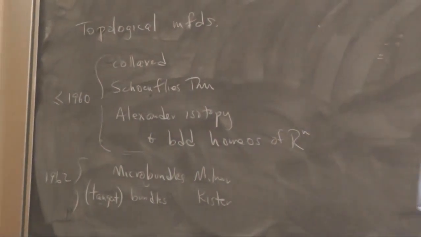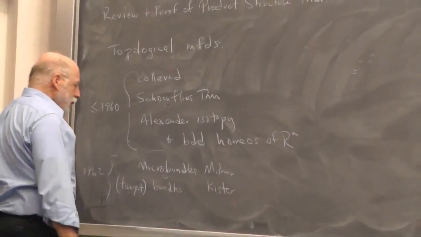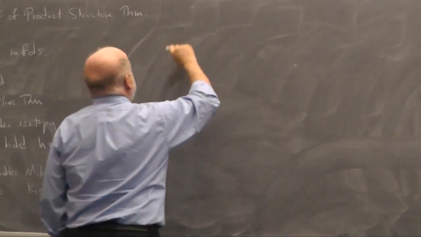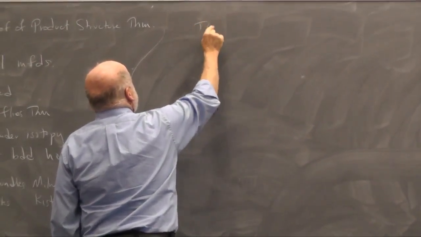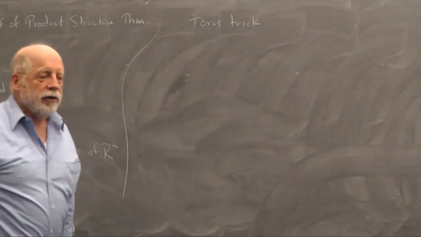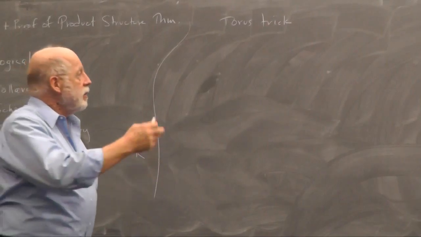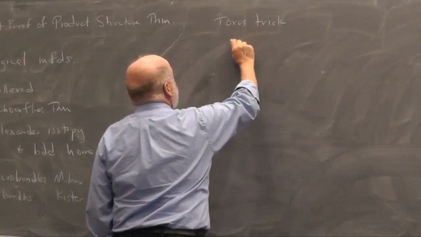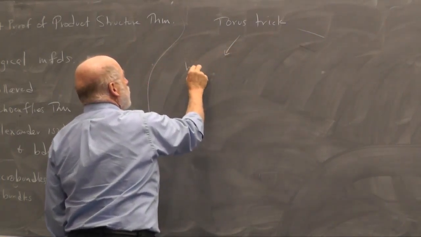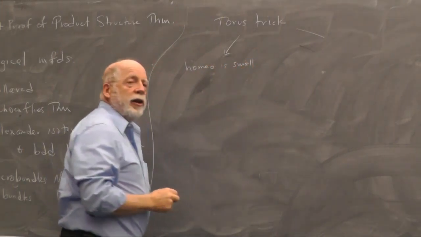And there was some other interesting work, stuff on stable manifolds by Brown and Gluck. But the next thing we covered was the torus trick. That's just this big diagram with turning homeomorphisms into homeomorphisms of a torus, or a K-wall across a torus. You've seen that quite a few times. And that goes in two directions. One direction is when the homeomorphism in question is small, or close to the identity.